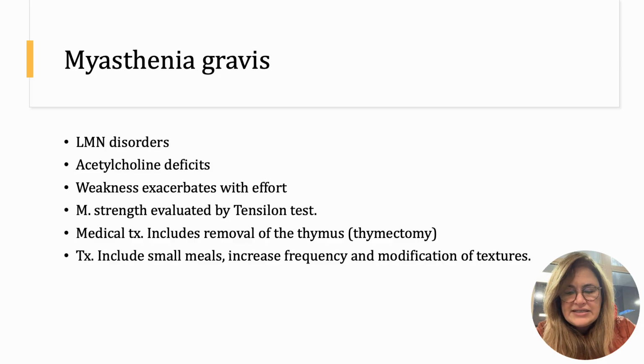Some of the assessment uses the Tensilon test for them. Treatment includes medical treatment, removal of the thymus gland, thymectomy, that's a really hard word to produce, and includes on our part a lot of modifications: the size of the meals, and increasing the frequency of the meals, maybe the stronger meals in the morning versus the end of the day, because they get to be weaker at the end of the day, and modification of textures to make it easier for them to manage.